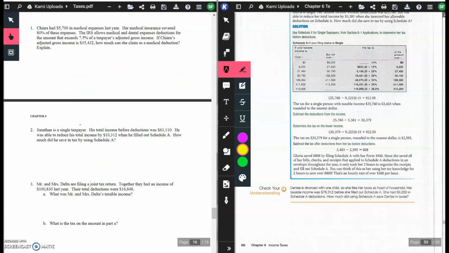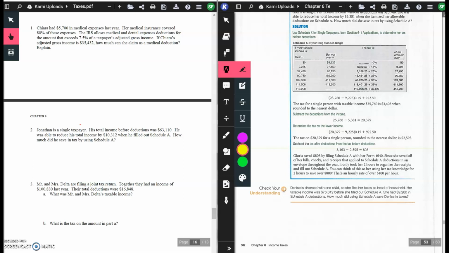All right, number one says, Chara had $5,700 in medical expenses last year. Her medical insurance covered 80% of these expenses. The IRS allows medical and dental expenses deductions for the amount that exceeds 7.5% of the taxpayer's adjusted gross income. If Chara's adjusted gross income is $35,432, how much can she claim as a medical deduction, and explain?